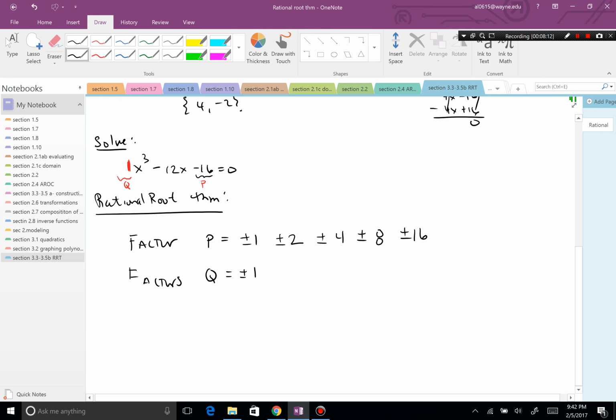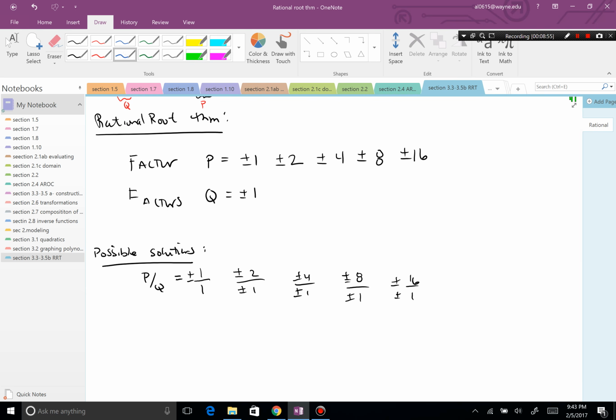So to figure out the possible solutions, notice I said possible solutions, they are going to be a ratio of all the P's to Q's. So you take plus or minus 1 and divide it by 1, and you get plus or minus 1 again. I'm going to write it all out so you can see it. Plus or minus 2 over plus or minus 1, plus or minus 4 over plus or minus 1. You can see this can be really exhausting. It's all the different options of P to Q, so plus or minus 16 to plus or minus 1.